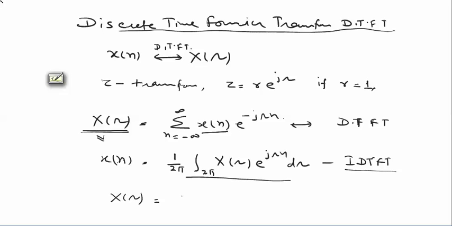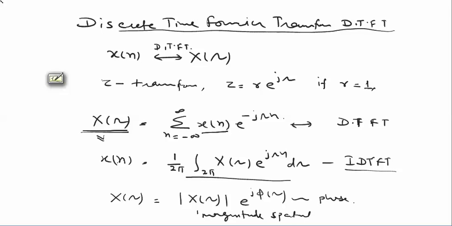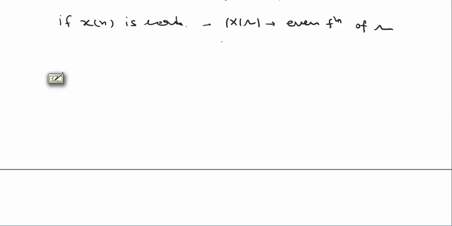DTFT has two components. One is the magnitude spectra and the second one is the phase spectra. In this case, if x[n] is real, then the magnitude of X(omega) is an even function of omega, the digital frequency, and phi(omega) is an odd function of omega.